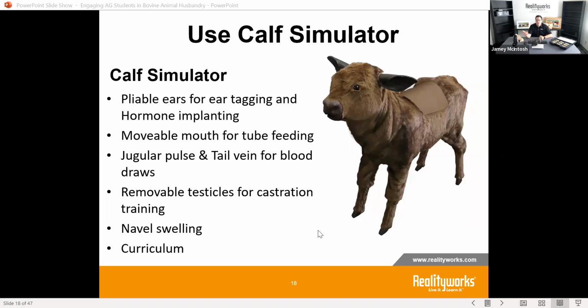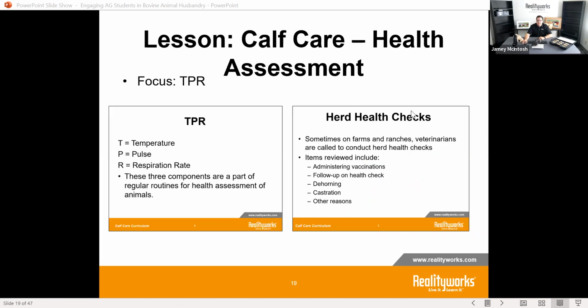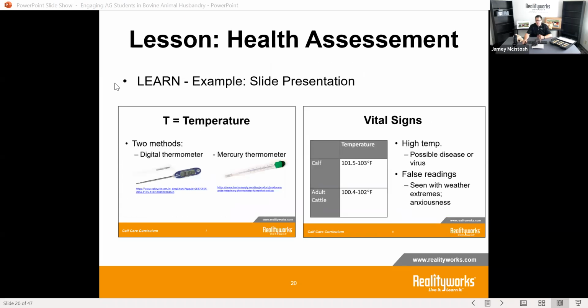If they're not getting the nutrition they need, how do you help supplement that? Being able to do blood draws, castration, checking for the healthy animal with navel swelling. So in this case, we really focus on getting students an understanding of health assessments. So what is their temperature, their pulse, respiration rate, getting them to be able to understand not just one, but are you doing it for the whole herd? What are the different issues that you need to be focused on? What are the signs and symptoms that you need to work with that animal?